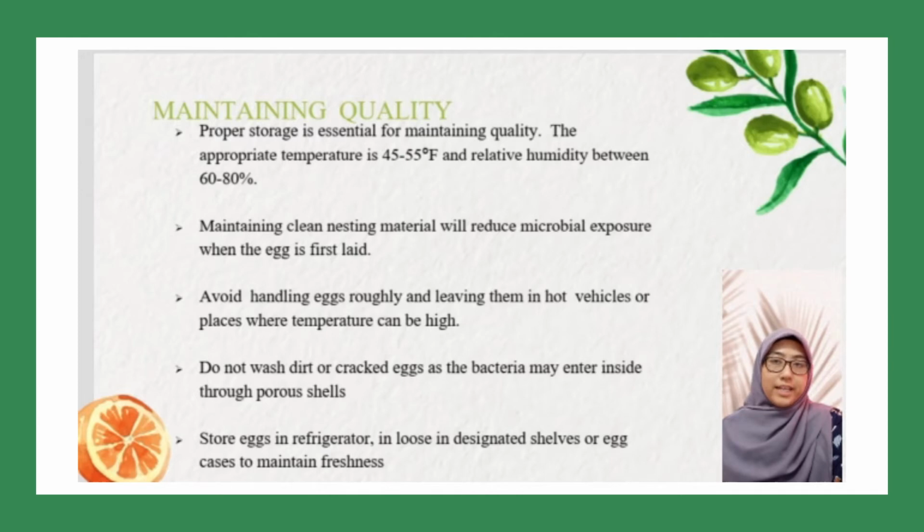Maintaining quality for egg. Proper storage is essential for maintaining quality. The appropriate temperature is 45 to 55 Fahrenheit and relative humidity between 16 to 18%. Maintaining clean nesting material will reduce microbial exposure when the egg is first laid. Avoid handling egg roughly and leaving them in a hot vehicle or place where temperature can be high. Do not wash dirt or cracked egg as the bacteria may enter inside through porous shell. Store egg in refrigerator in a loose in designated shell or egg cases to maintain freshness.